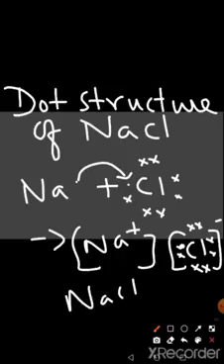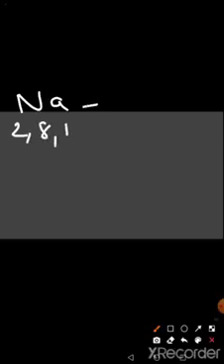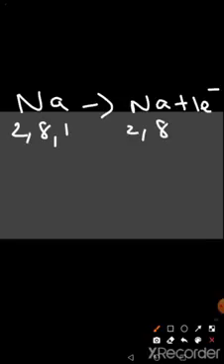Okay, now let's do the equation form for the formation of sodium chloride, how it should be represented. See here, this sodium, as I told you, has electronic configuration 2, 8, 1. So if this sodium loses this one electron, it will become stable and it will become positively charged.